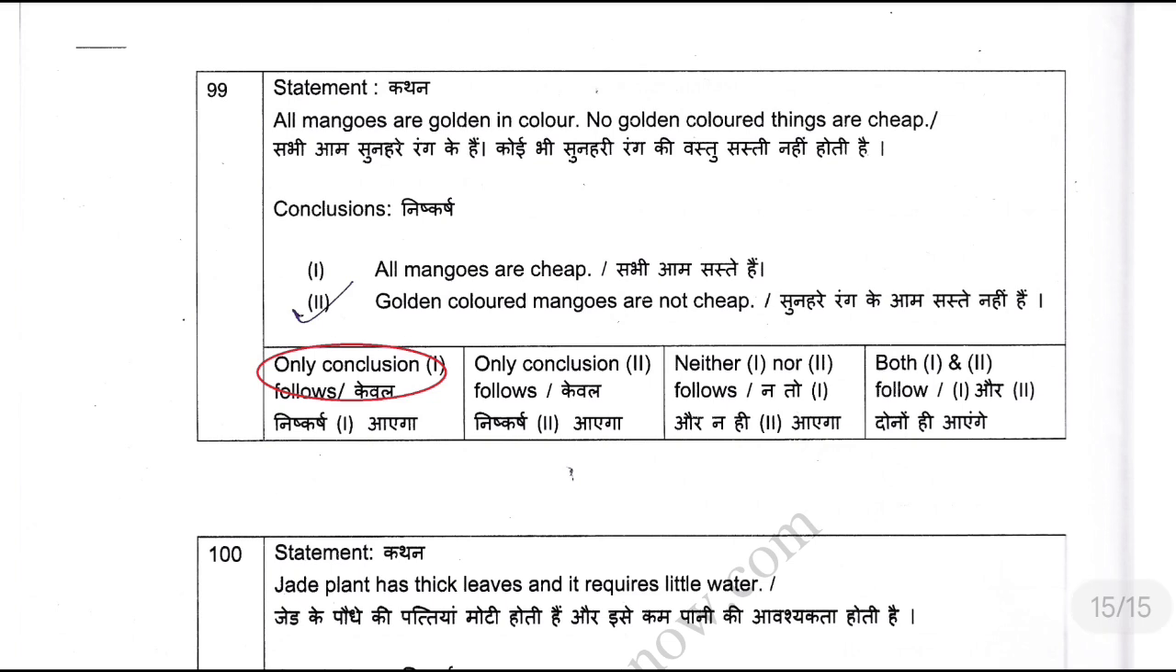99. All mangoes are golden in color. No golden colored things are cheap. All mangoes are cheap. Conclusion: not cheap. Golden colored mangoes are not cheap. Only conclusion 1 follows.